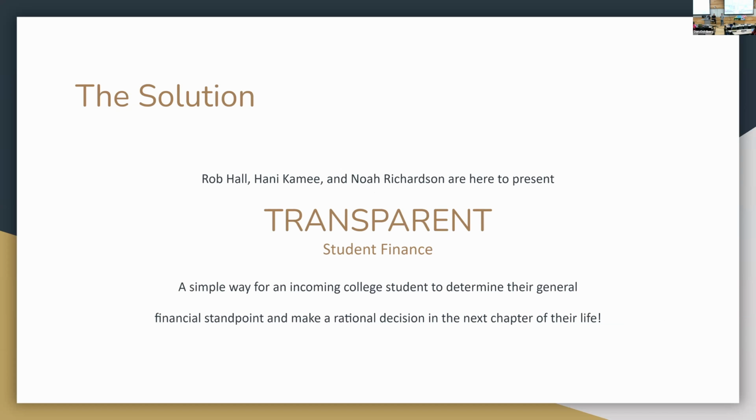So this is why we created our app, to provide a simple online solution that you don't really have to log into or create an account for, where you can just go and put your numbers and it'll tell you where your financial standpoint is for a particular university. So if a university charges $27,000 a semester versus $50,000, it's going to tell you how apt you are financially in the long term for going to this university versus that one.